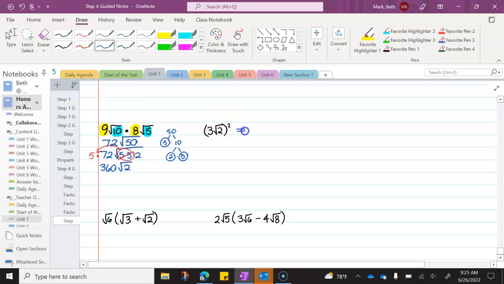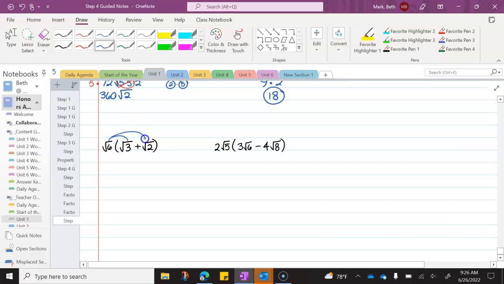On this one, this simply means 3 radical 2 times 3 radical 2. Anything squared is that quantity times itself. 3 times 3 makes 9. 2 times 2 makes 4, but the square root of 4 is just 2. So that's how we end up with 18 for our final answer.